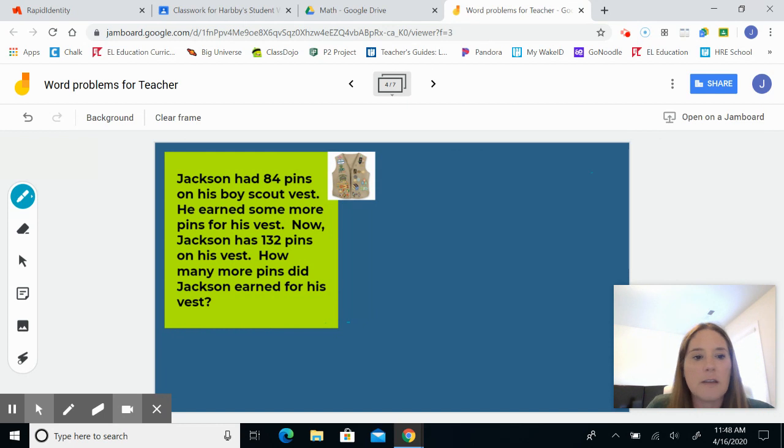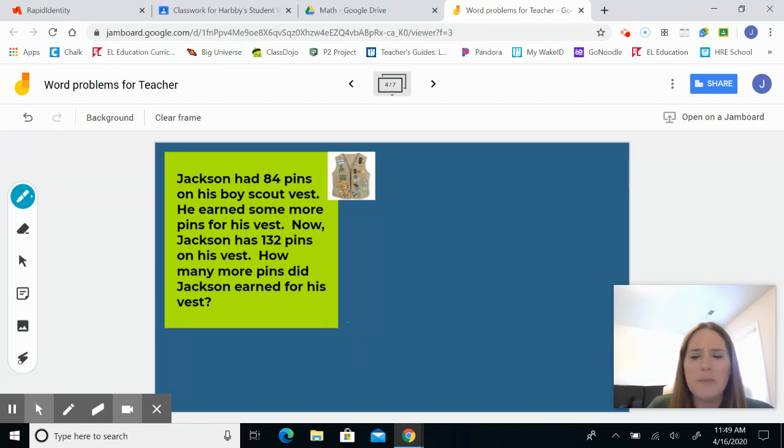All right, here's our second word problem. I'm going to read it once through. Jackson had 84 pins on his Boy Scout vest. He earned some more pins for his vest. Now Jackson has 132 pins on his vest. How many more pins did Jackson earn for his vest?